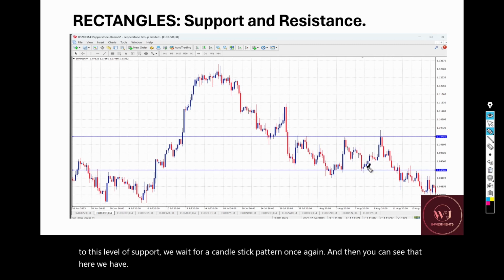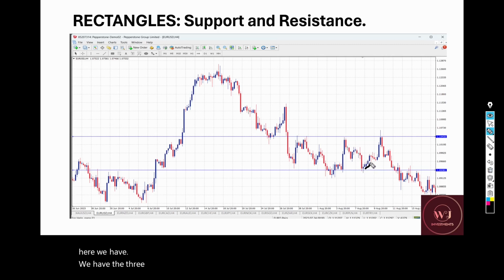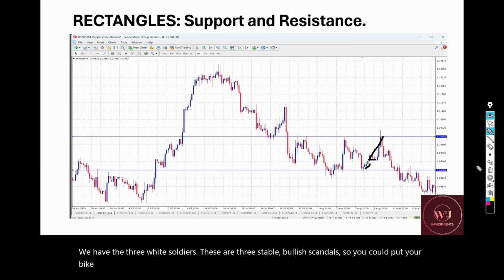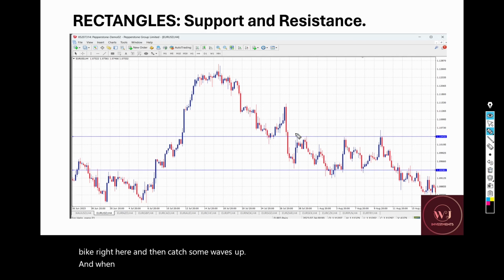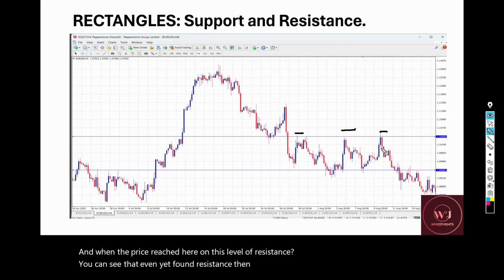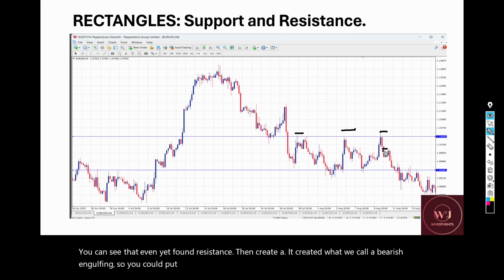Here we have the three white soldiers. These are three stable bullish candles, so you could put your buy trade here and catch some wave up. When the price reached this level of resistance, you can see that it found resistance, and then it created what we call a bearish engulfing. So you could put your short trade here and catch a wave down to here.